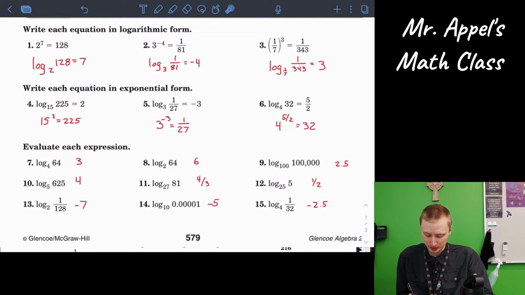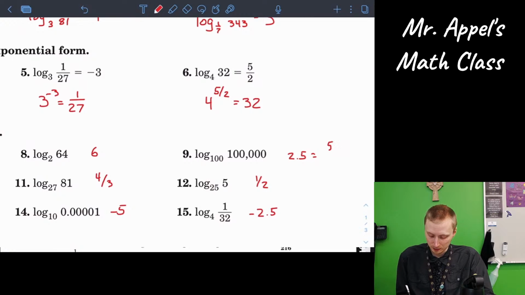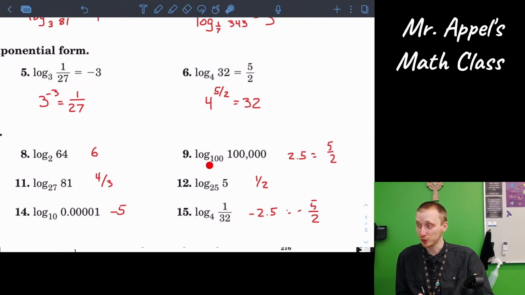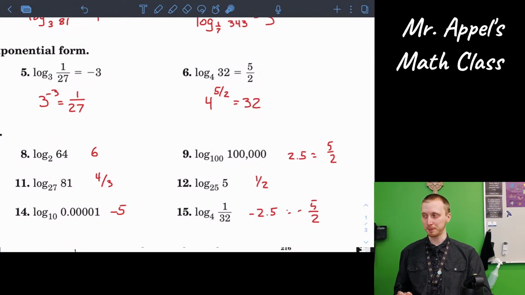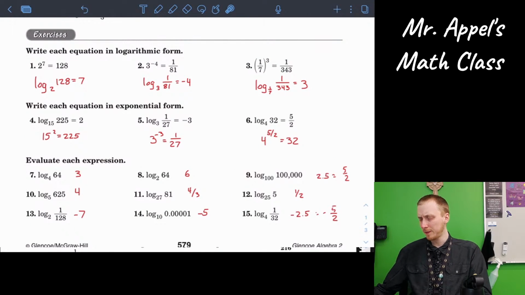It's just counting decimal places, except for this one, right? This one's a little tricky. Is it 2.5? 100 to the 2.5 power, aka 5 halves, as a fraction. Because first, you need to take the square root of 100 to get down to 10, and then 10 to the 5th gives you 100,000. So overall, 100 is raised to the 5 halves power to make 100,000. All right, any remaining questions on the front page there?